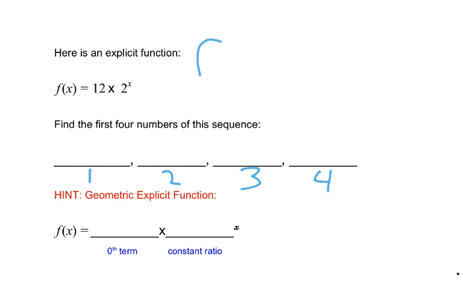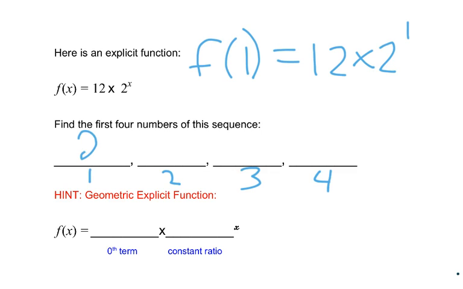Those are essentially, you can think of them as your x values. So you could substitute in and say f of 1, which is my first term, is equal to 12 times 2 to the first power. 12 times 2 to the first power, and you can type that in any calculator that you want, would be 24. Next, I'll substitute in a 2 for x.